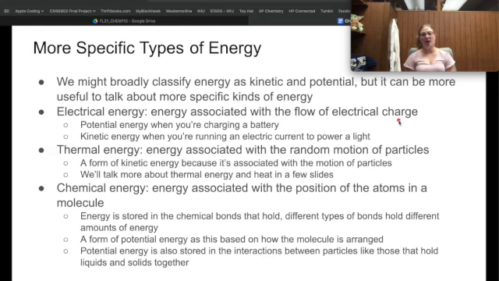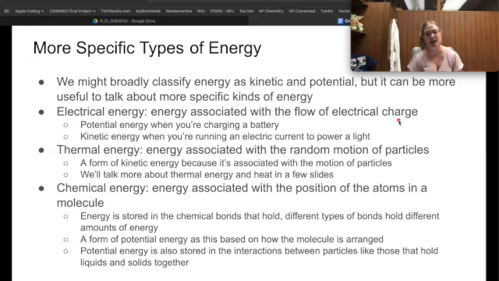We might also talk about thermal energy. This is going to feel weird because with thermal, we think of temperature, but thermal energy is actually the energy associated with the random motion of particles, which has something to do with temperature. We'll talk about that in a second. But again, it's the energy associated with the random motion of particles. We'll talk more about thermal energy, and we'll talk about heat in a minute. But again, it's a form of kinetic energy because it's associated with the motion of particles, how those particles move, how fast they're moving.